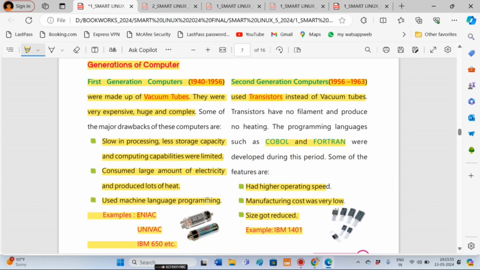Okay. Next is second generation computers. They used transistors instead of vacuum tubes, and the programming languages such as COBOL and Fortran were developed during this period. Some of the features are higher operating speed, manufacturing cost was very low, size got reduced. Example, IBM 1401. So when compared to first generation computers, second generation computers had higher operating speed and manufacturing cost was very low, size got reduced.